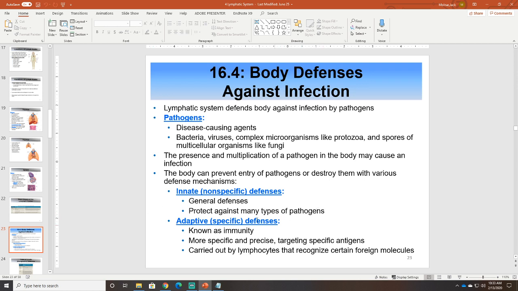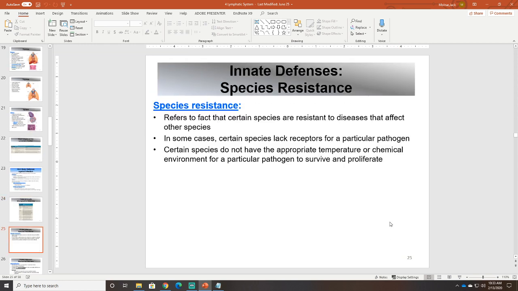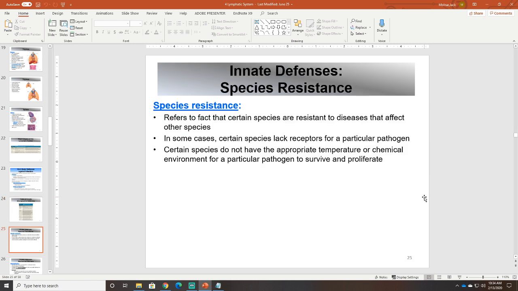And then we have the adaptive or specific defenses, which are known as immunity. These are more specific, they're more precise, and they target specific antigens. So here we're looking at the B and T cells mainly. This is carried out by the B and T lymphocytes. They recognize certain foreign molecules. As we mentioned, the B cells produce antibodies against them, and the T cells directly attack them. So here we're going to talk about immunity and a couple types of innate or non-specific defenses.